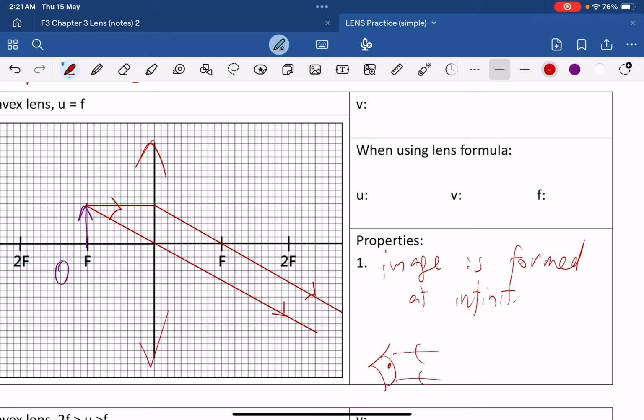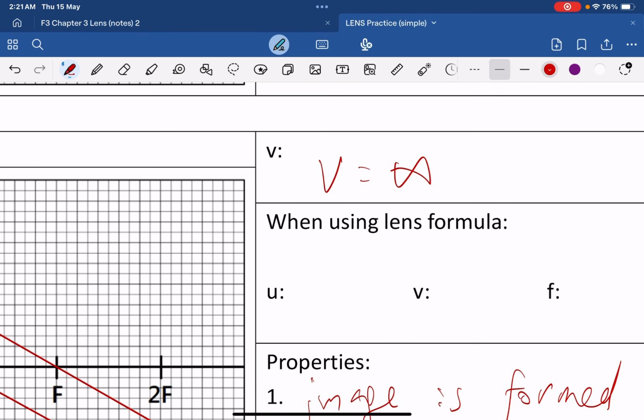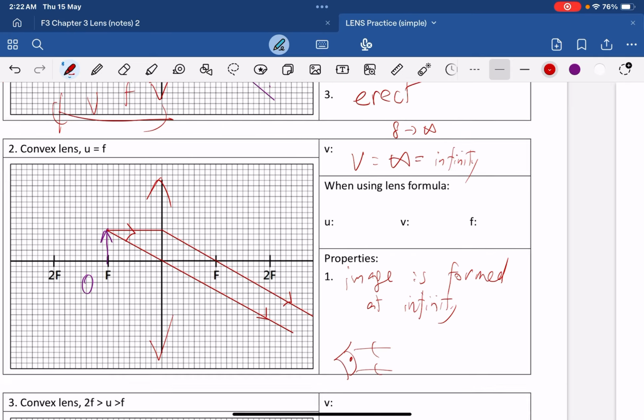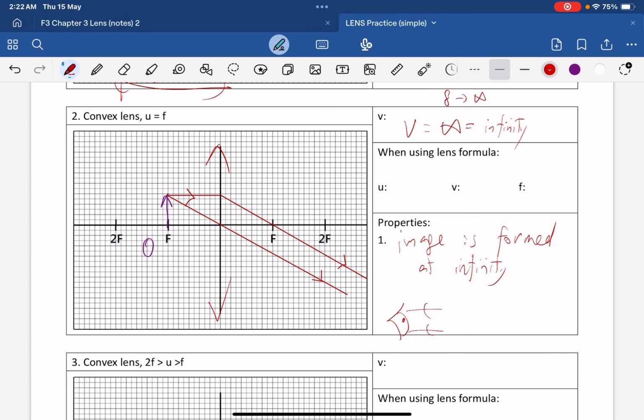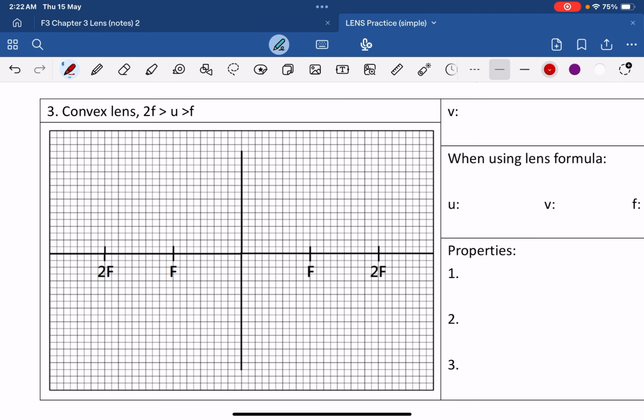Okay, now you need to memorize this. For infinity, we have a symbol. Okay, like this. That is the number 8 rotated by 90 degrees. So this means infinity. The image is at infinity, just like if I see a distant object. Okay? We'll talk about the lens formula later, and we skip here. Okay?